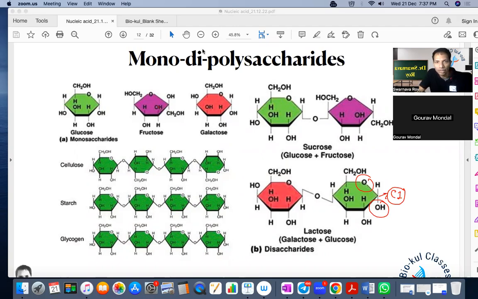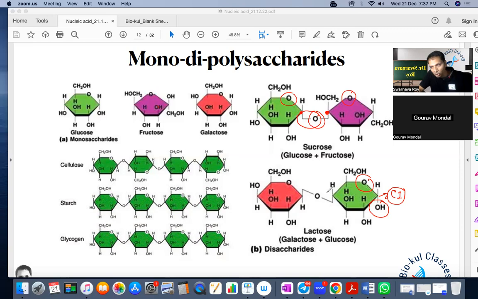So this is the anomeric carbon. This is the anomeric carbon bonded to the oxygen and the hydroxyl group, right? And in the case of fructose, this is the anomeric carbon bonded to the oxygen and the hydroxyl group. In the case of sucrose, we can see this anomeric carbon is involved in a bond formation. It is not free. That's why it is a non-reducing sugar.